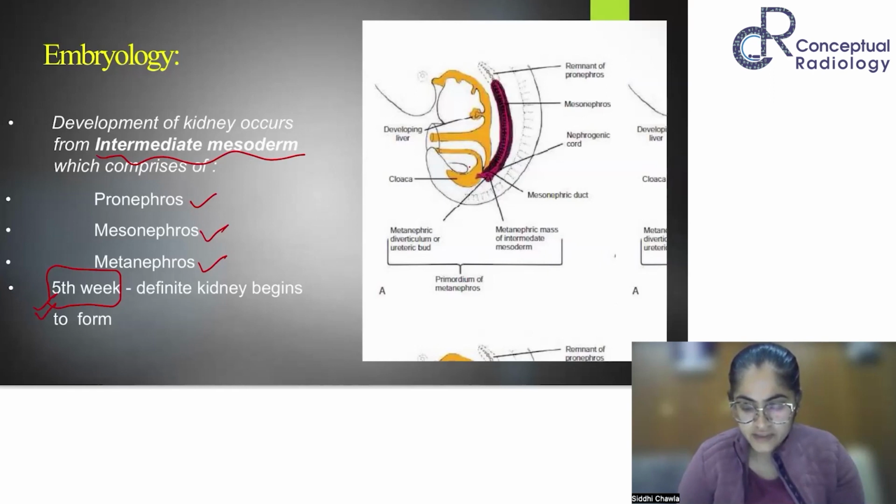So we have this cloaca, right, which gives rise to the bladder as well as the urethra. And we have this mesonephric duct, right? So the pronephros actually gets resolved, and what we have is the mesonephros and the mesonephric duct. Right. So that is from where the genitourinary system develops.